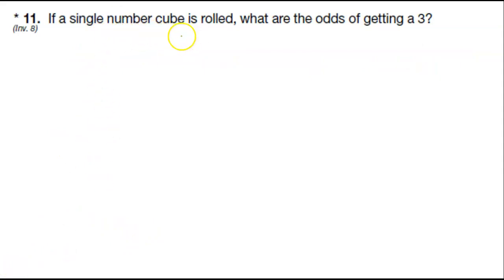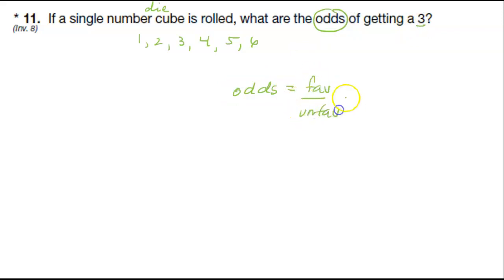If a single number cube was rolled, so we have 1, 2, 3, 4, 5, and 6 on a die. What are the odds of getting a 3? So odds, and you may want to write this down, are favorable over unfavorable. I have one opportunity to get a 3, right? But I have 5 opportunities to not get a 3. And that's the answer to that one.